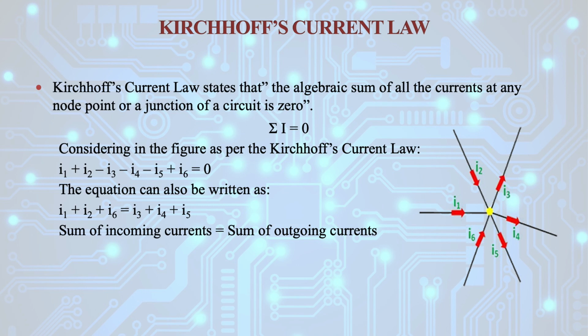Now we have to understand what is Kirchhoff's current law. Kirchhoff's current law states that the algebraic sum of the current at any particular node or junction is equal to 0. So you can say at any particular node the algebraic sum of current is equal to 0, or you can say the sum of incoming current is equal to the sum of outgoing current. So here in the figure you can see that incoming current is I1, I2 and I6, and outgoing current is I3, I4 and I5. So you can write I1 plus I2 plus I6 is equal to I3 plus I4 plus I5.